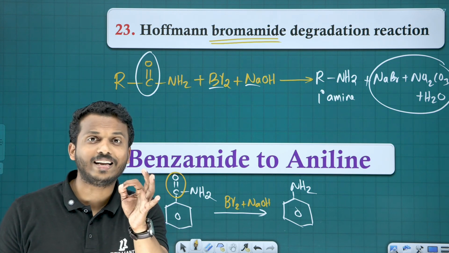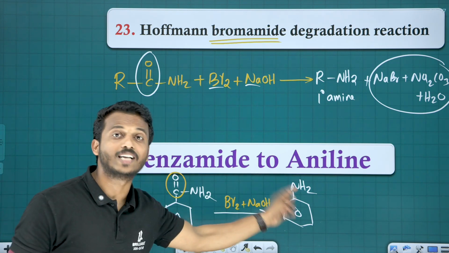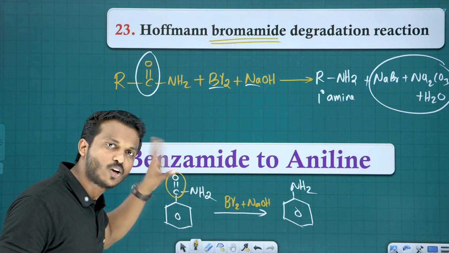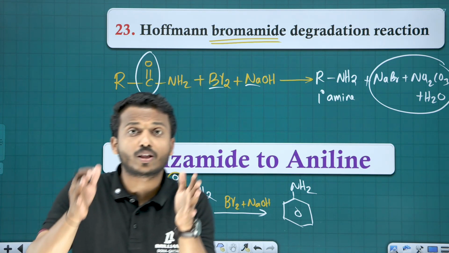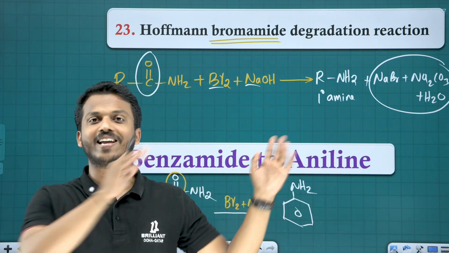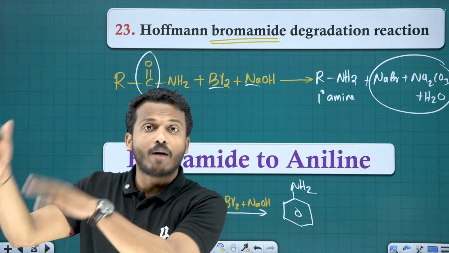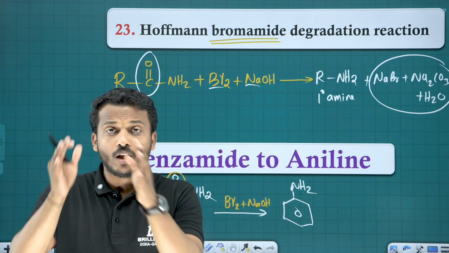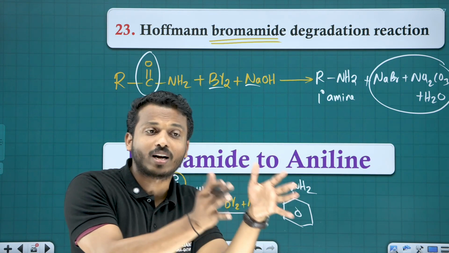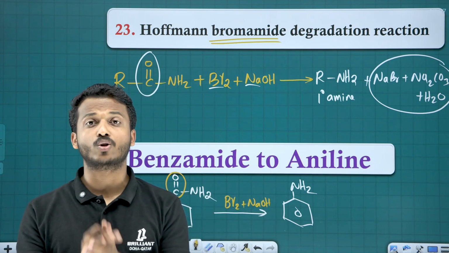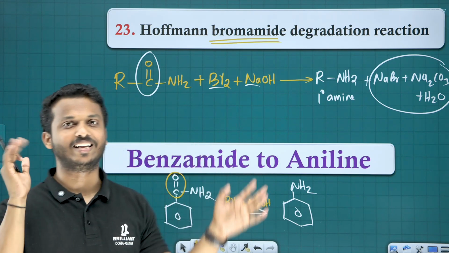Why is it called a degradation? Because there is one carbon less in the product. See, this carbon is already gone, right? So if you start with propanamide, you will get ethanamine. If you start with butanamide, you will get propanamine. Like that, the product always contains an amine with one carbon less. Okay, that's called Hofmann bromamide degradation.